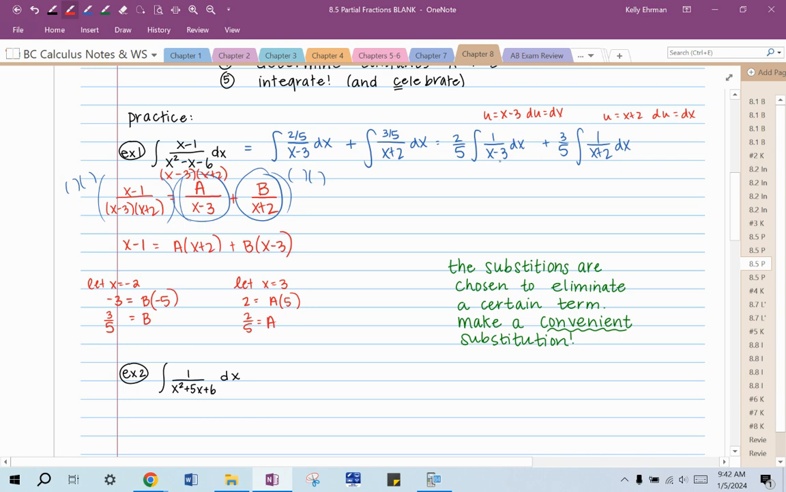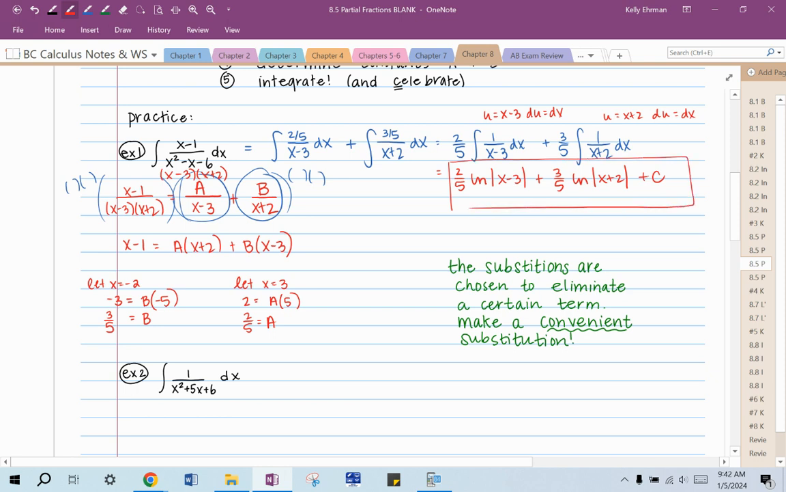If these are both just 1 over u, the integral of 1 over u is natural log of u. So this becomes 2/5 times the natural log of the absolute value of x minus 3 plus 3/5 times the natural log of the absolute value of x plus 2. And they're indefinite integrals, so plus c.